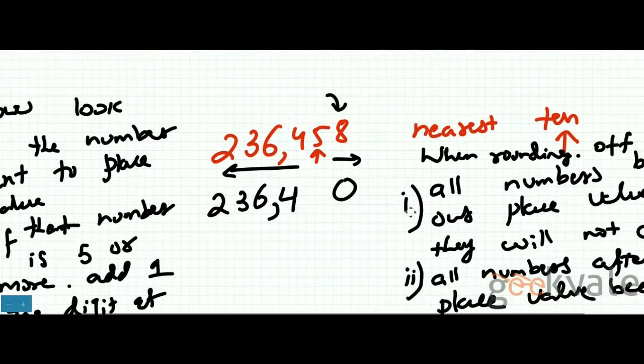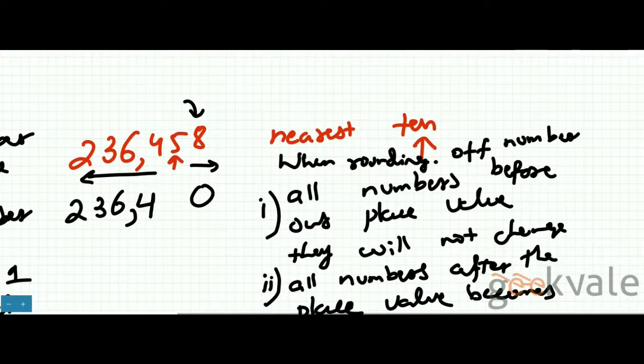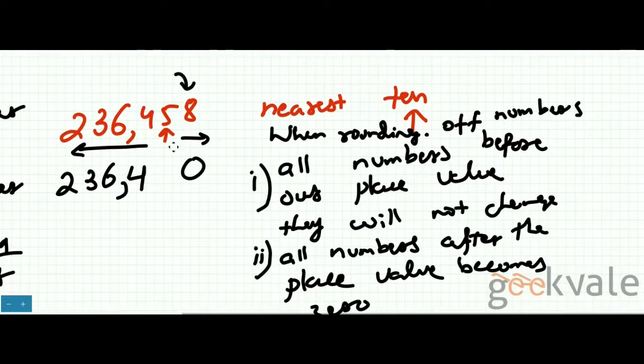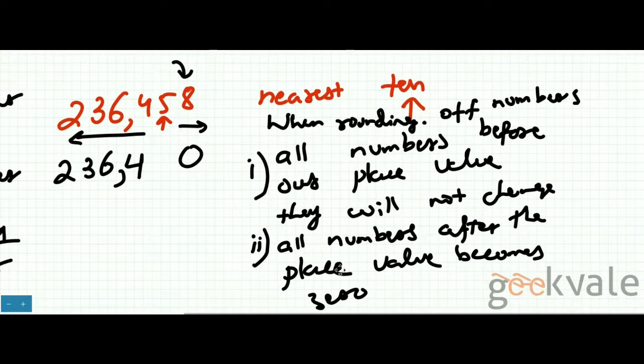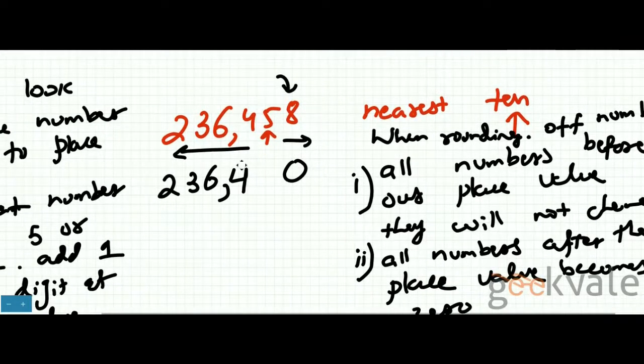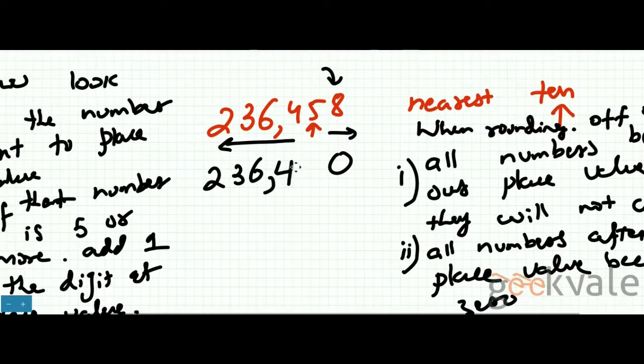First, when rounding off numbers, all numbers before our place value will not change. Our place value here is at the 10th position, so all the numbers appearing before it will not change. 2 as it is, 3 as it is, 6 as it is, 4 as it is. Now we reached our place value. We leave that as it is and go to the next number. All numbers after the place value become 0. So that became 0. We wrote it down. Now what will happen to the place value? We're missing 1 digit. We need to write it down, and then we are done.